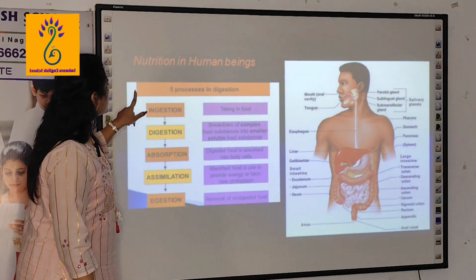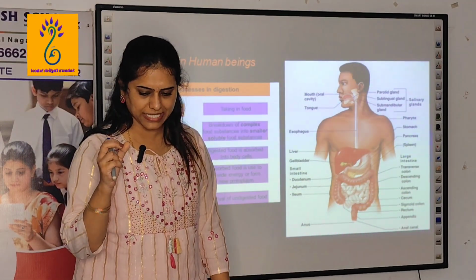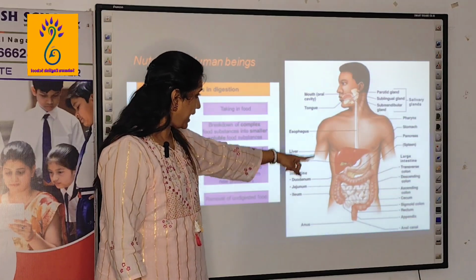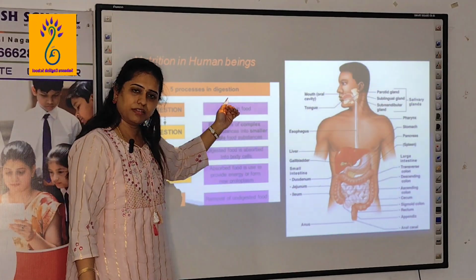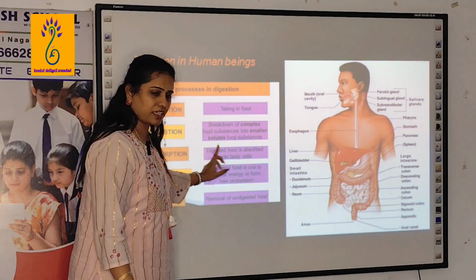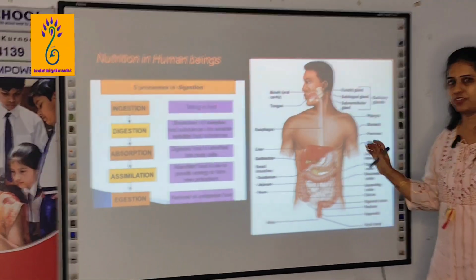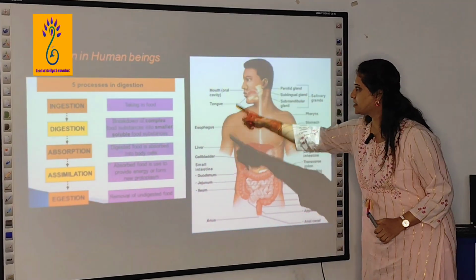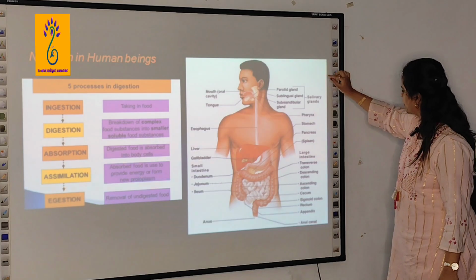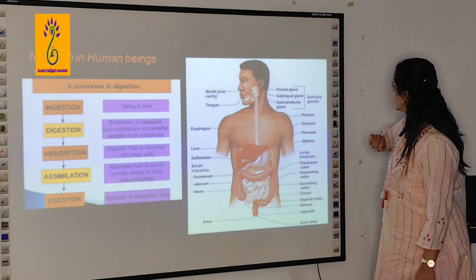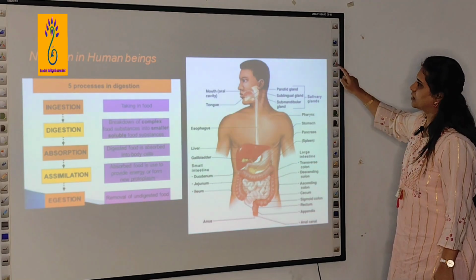Next, coming to nutrition in human beings, this is through the process of digestion. I will explain the entire thing through this figure. The details, you can take a screenshot. I have given a tabular column, you can take a screenshot for that. Entire digestion I am going to explain with the help of this diagram. Can I zoom in?